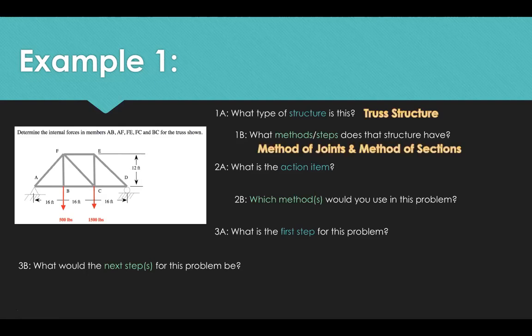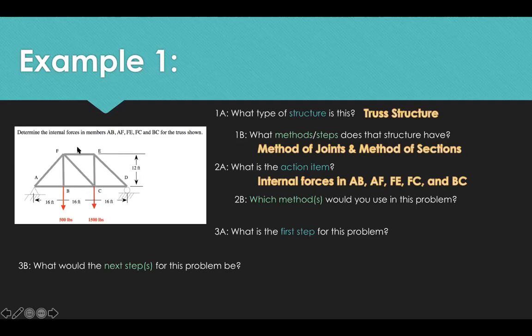Exactly. So what is this question asking you for? Internal forces in AB, AF, five members. Yeah, exactly. So it's determine the internal forces in whatever members they're asking for, right? So that is your action item. That's what your answer is essentially going to be. So looking at what those members are, you have AB, AF, FE, FC, and BC.